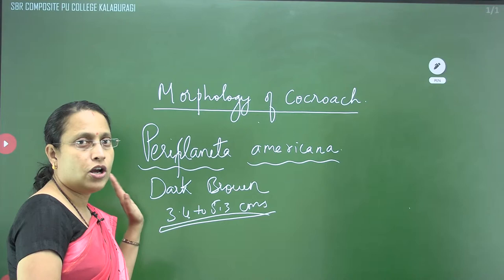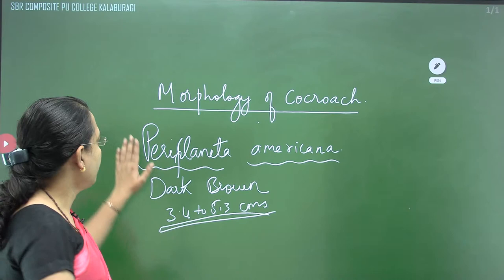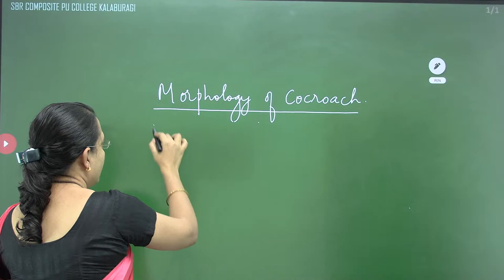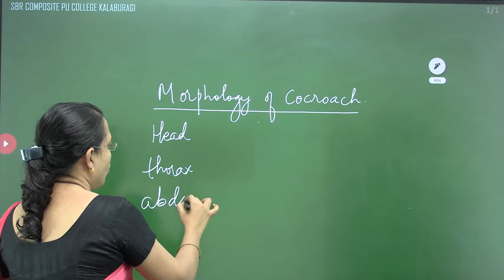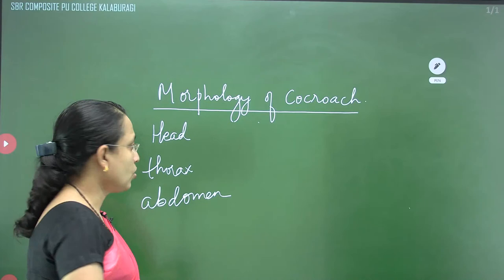So beginning with what the body consists of, what are the broad divisions of the body. The broad divisions of the body of Periplaneta americana are head, thorax, and abdomen. Head, thorax, and abdomen are the three body divisions of the cockroach.